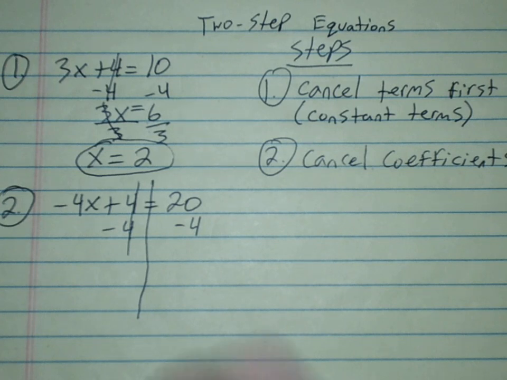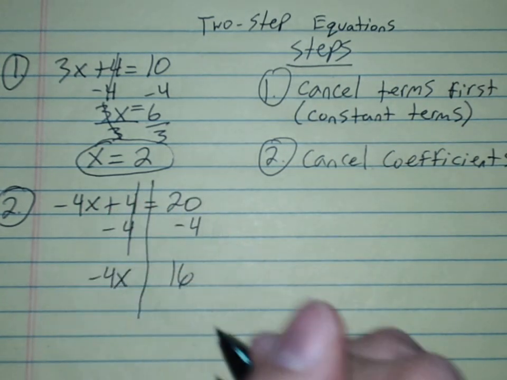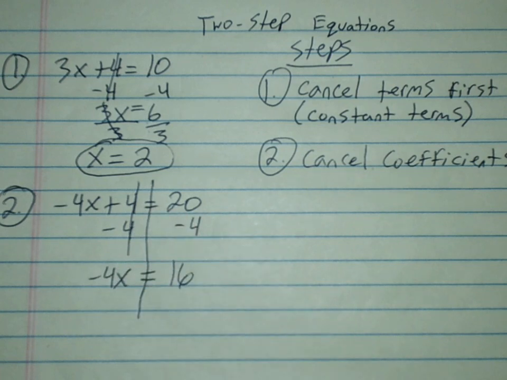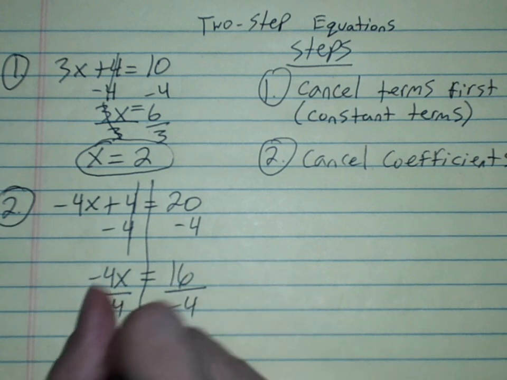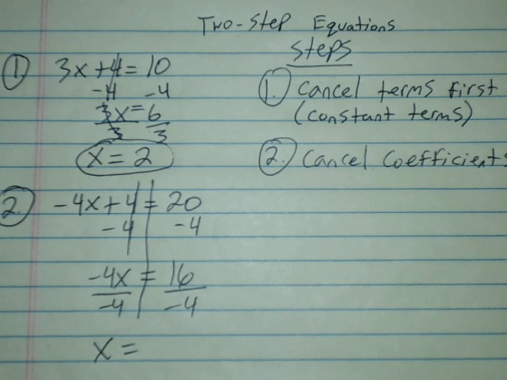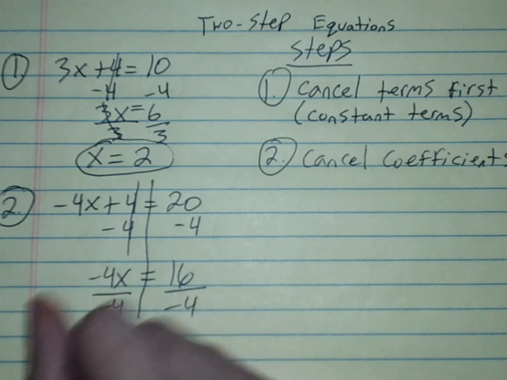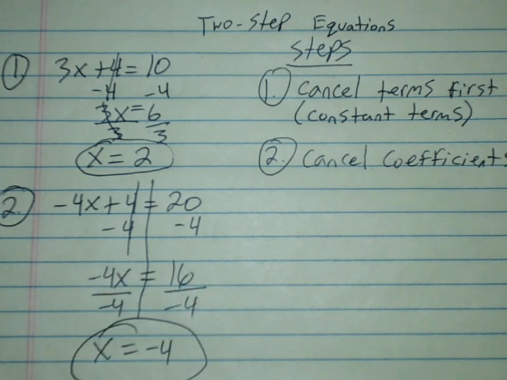16 on the right side. There you go. Then you get negative 4x. You gotta divide negative 4x and 16 by negative 4, which is gonna give you negative 4. Exactly. So you canceled the 4 by subtracting, and then you canceled the negative 4 because it was multiplying by dividing. You did it to both sides.